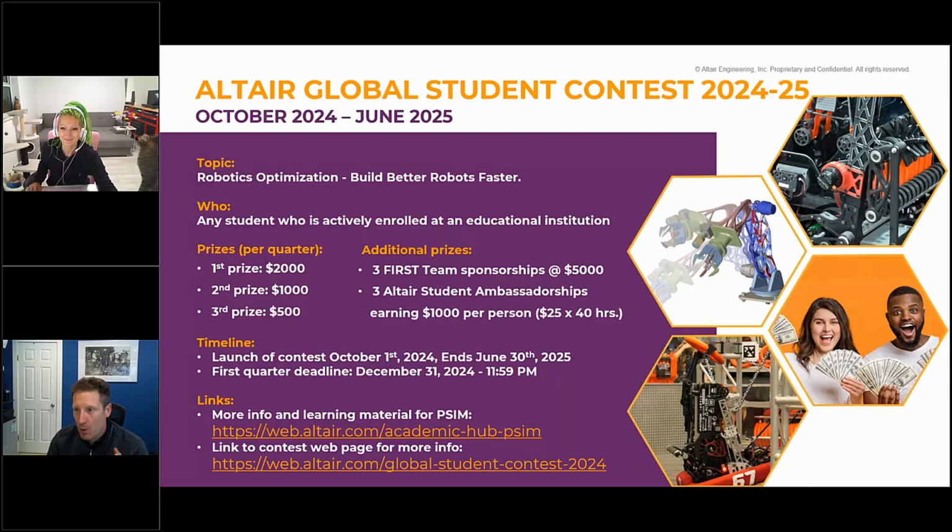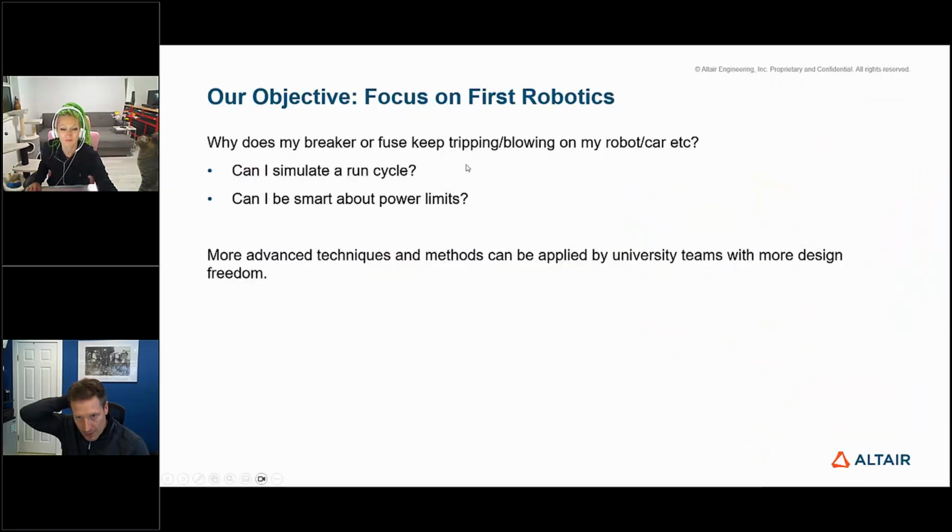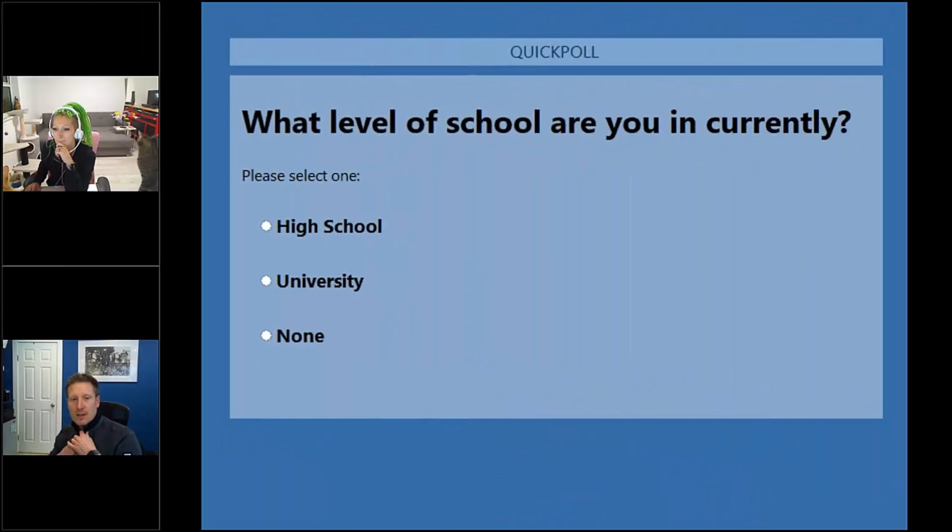Hey, can you run that poll? I'm curious to find out if people are in high school or in uni or what competitions. 88% have voted, and it's 29. Okay, it's mostly uni. It's 60% university.